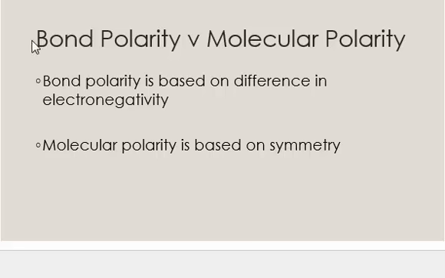We know that bond polarity is based on differences in electronegativity. Molecular polarity considers the polarity of the entire molecule. Molecular polarity depends on the symmetry of the molecule.